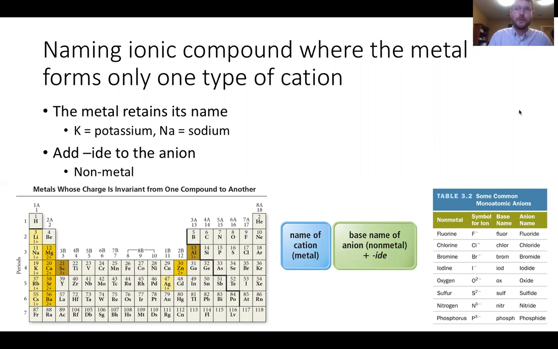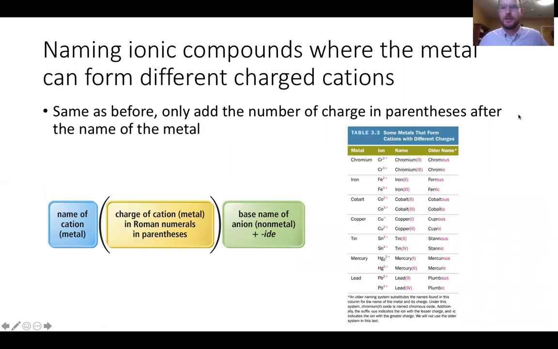So now let's say we're going to talk about a transition metal, right? Transition metals are those, again, in between the main group elements. And these are kind of strange. They're weird because they can have more than one charged cation. Now, they always form cations, but it can be a different cation. And so the way we're going to name those is we're going to name them the same way we did before. So for iron, we're still going to put iron in there.